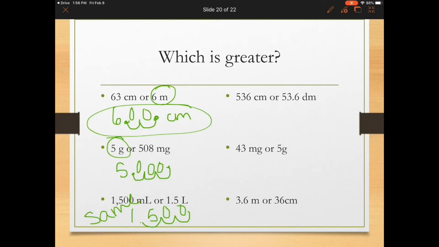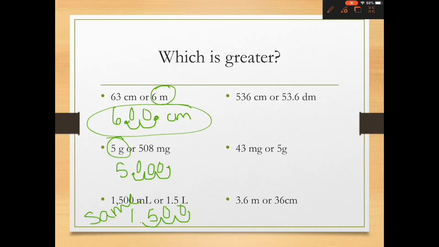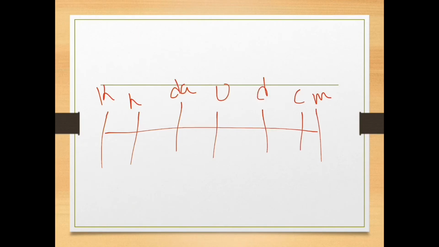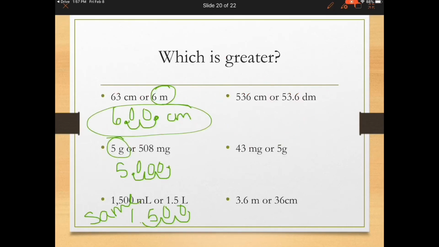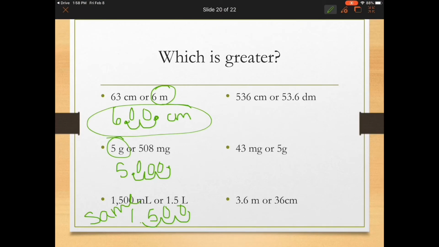Now let's try the next one. We've got 536 centimeters or 53.6 decimeters. So, doesn't matter which one you convert. I am going to convert the decimeter to centimeter. So start here and move it 1. So we went 1 to the right. So 53.6, move the decimal 1 place to the right, 536 decimeters, or 536 centimeters equals 536 centimeters. So these are the same.